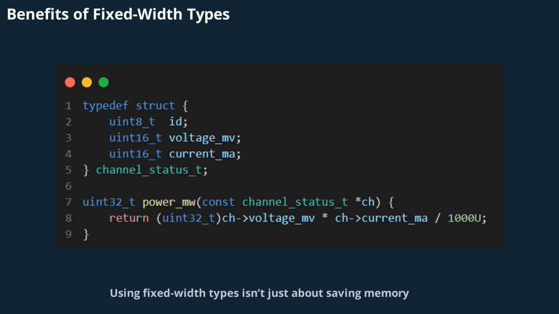Using fixed-width types isn't just about saving memory. It also makes your code more portable and less error-prone. For example, if you use uint8_t for a value that never exceeds 255, you guarantee that your code will behave the same way on any microcontroller, regardless of architecture. This consistency is key for reliable embedded firmware.